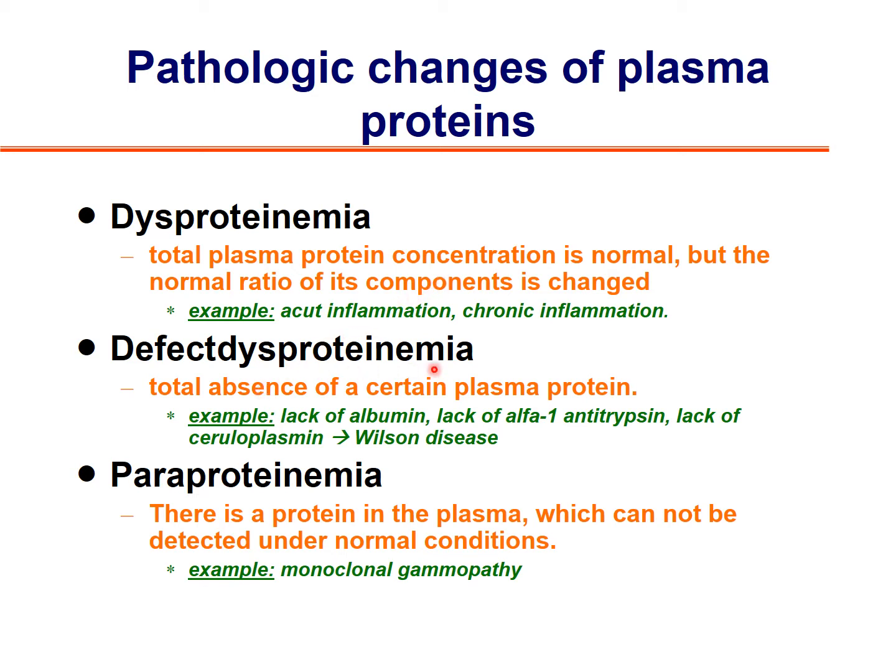Defect dysproteinemia is called when we do not have a certain plasma protein. For example, there is a disease, very rare, where we have the lack of albumin, or lack of alpha-1 antitrypsin, or ceruloplasmin, such as in Wilson disease, for example. Paraproteinemia is when there is a protein that normally is not detected in our body, and mostly this can be seen in monoclonal gammopathy, when we have an abnormal monoclonal immunoglobulin or a portion of the immunoglobulin that is increased in our body.